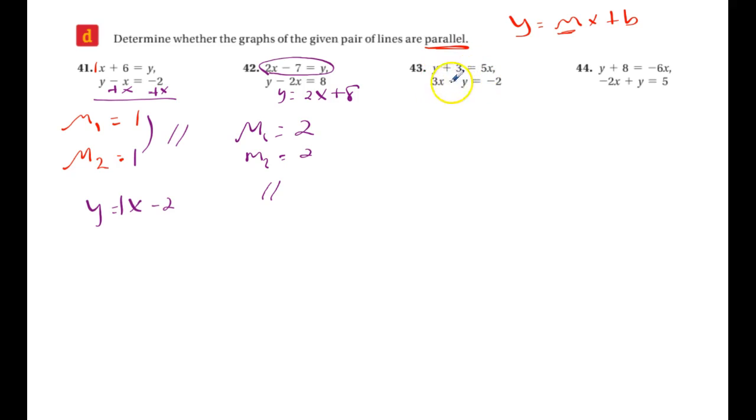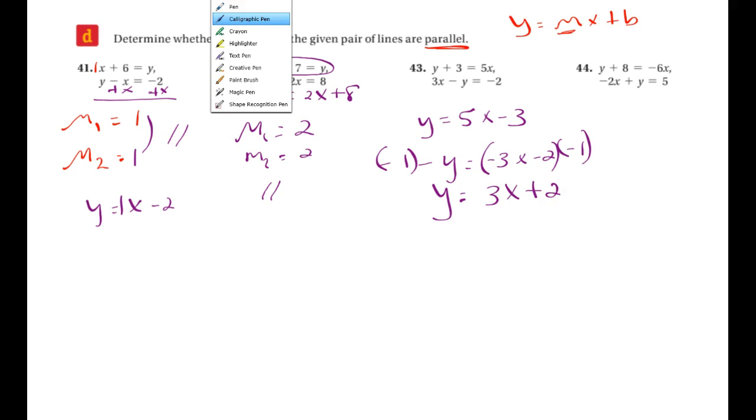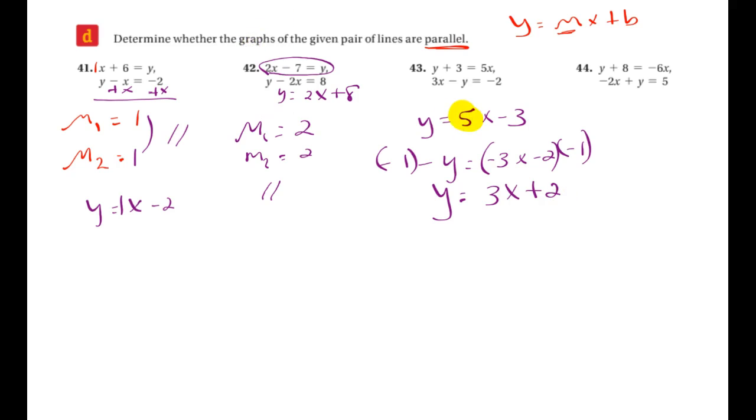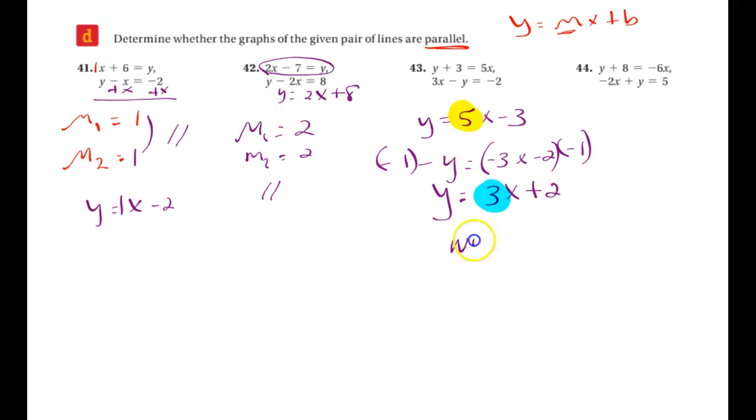Over here, I would add 3 to both sides, so the first line becomes y equals 5x minus 3, if I subtract 3 from both sides. And here, I would do a couple things. Maybe subtract off 3x from both sides, so negative y is equal to negative 3x minus 2. And then if you multiply both sides by negative 1 and distribute that to every term, we'll get y is equal to 3x plus 2. So it looks like these are not parallel because the slope here is 5 and the slope here is 3. So I would say not parallel.